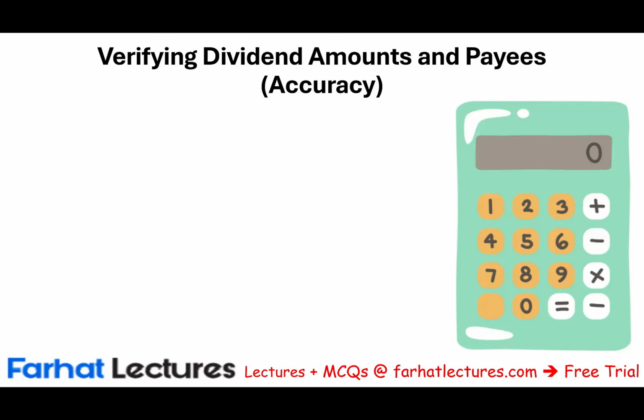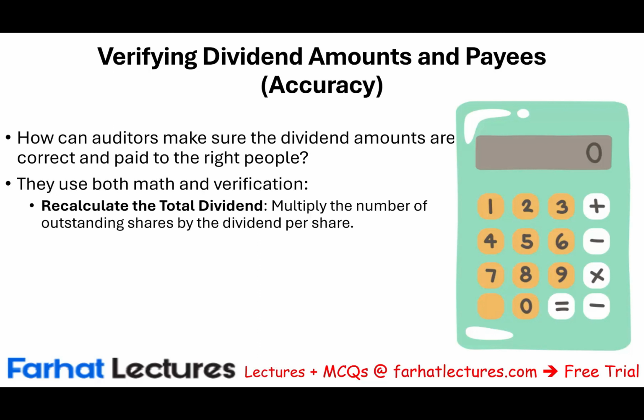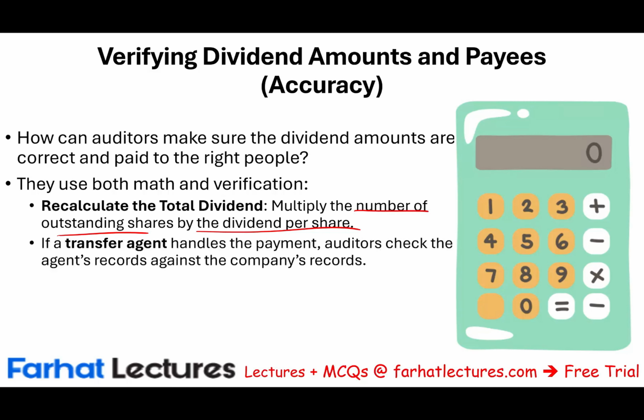How do you verify accuracy? Well, how can the auditor make sure that we are paying the right people? We use math and verification. Recalculate the total dividend, multiply the number of outstanding shares by the dividend per share. Now, if a transfer agent exists, and this is public companies, they handle the payment. The auditor just checks the agent's record against the company's record. It's very easy because you assume they're doing a good job. You assume they're keeping track of it. And record keeping is what these companies do. They keep track of who owns the stock.